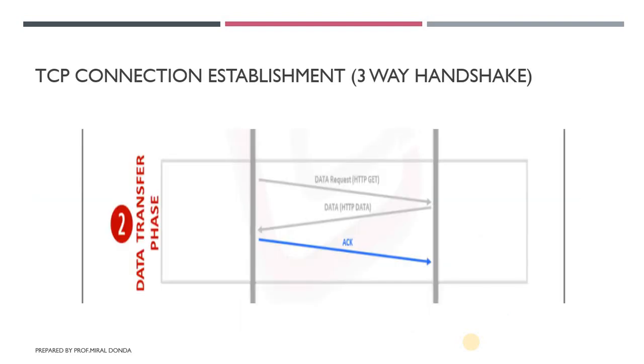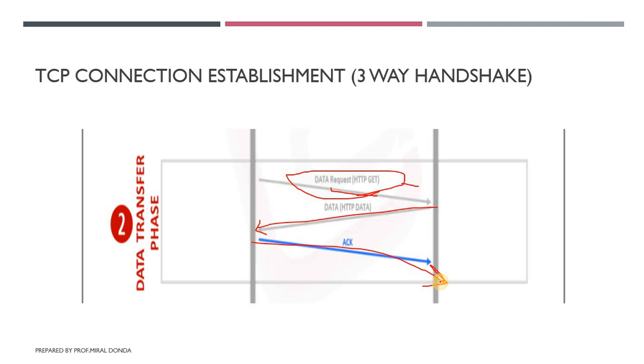The second step is data transfer. Now the connection was established. Now if the client wants some data from the server, it sends an HTTP request to the server. The server fetches that HTTP request and sends the data to the client. Now the client received the data, so the client acknowledges, yes, I received my requested data. So this is how data is transferred.